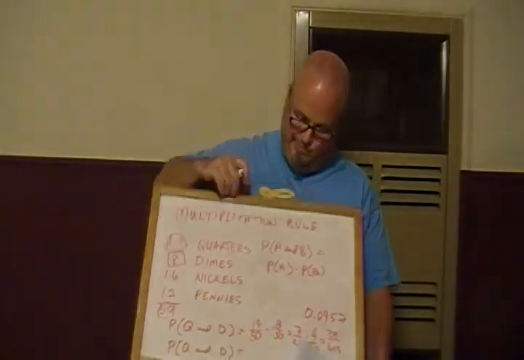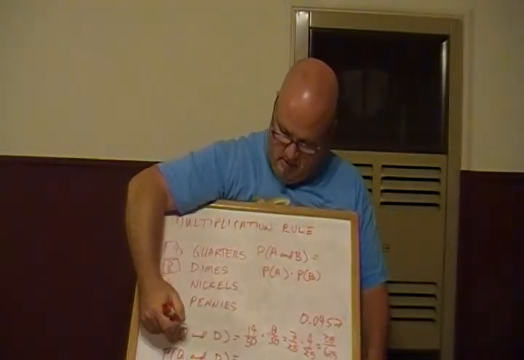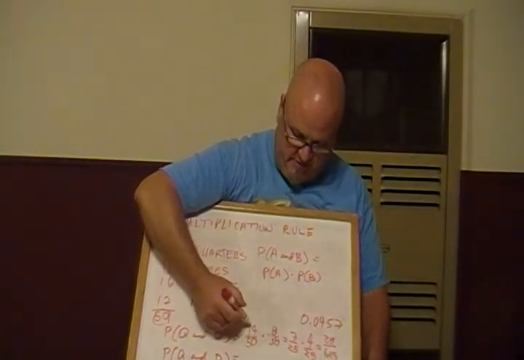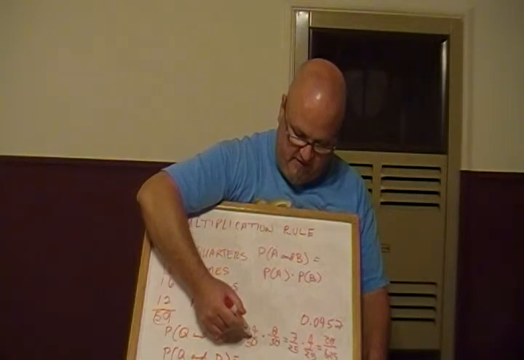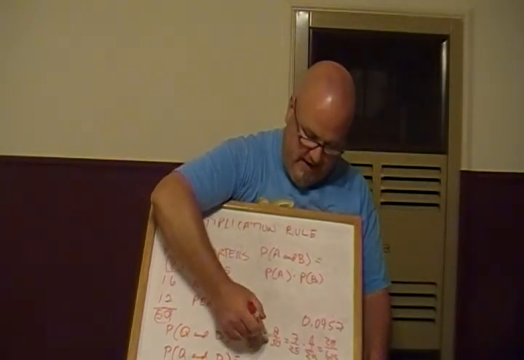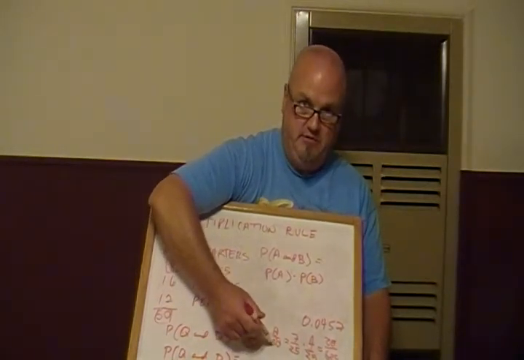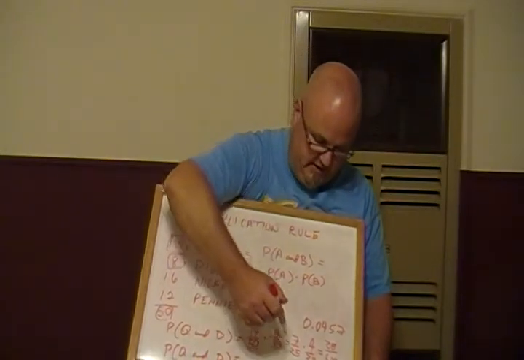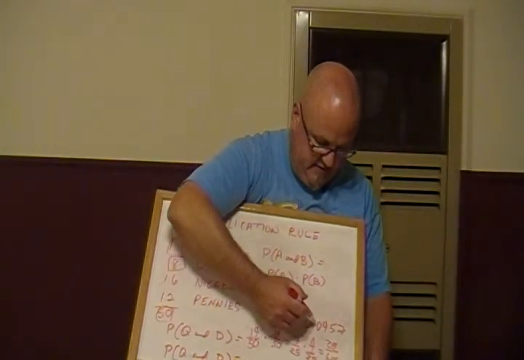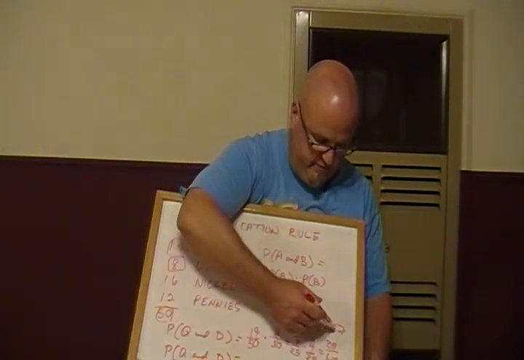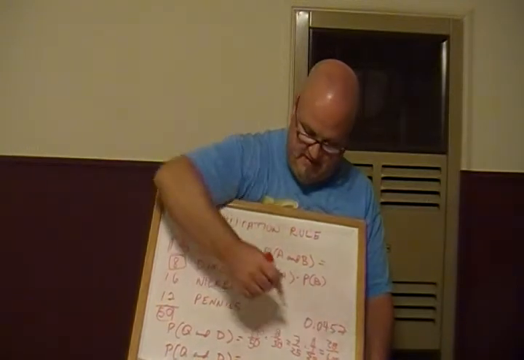So the probability of choosing a quarter and a dime with replacement. In other words, we choose the quarter, 14 out of 50, we put the quarter back in, and then we choose the dime. So each time there's still 50 coins in the bank. And the probability of that happening looks just a little over 4.5%.